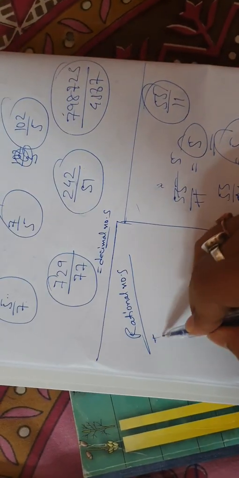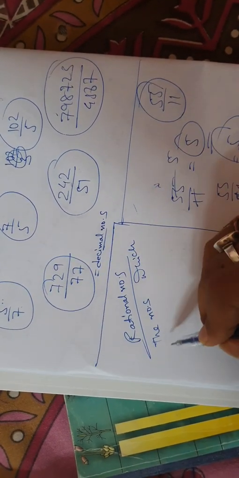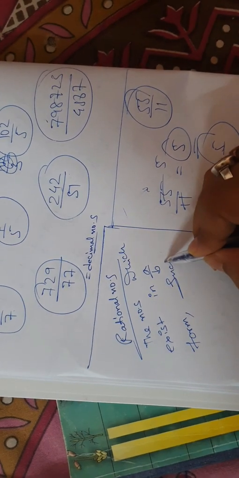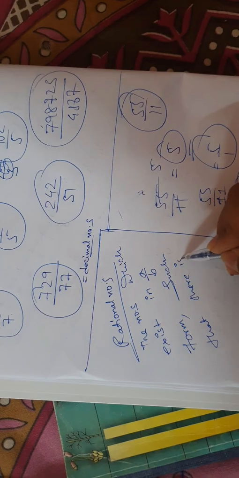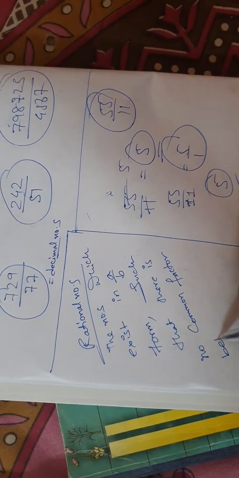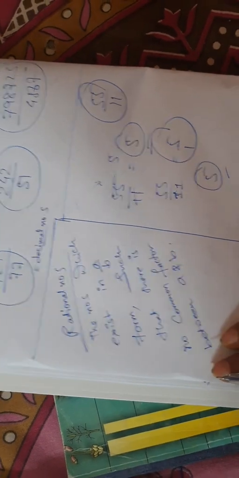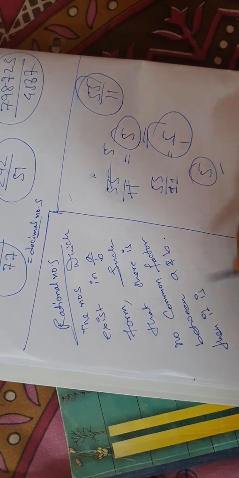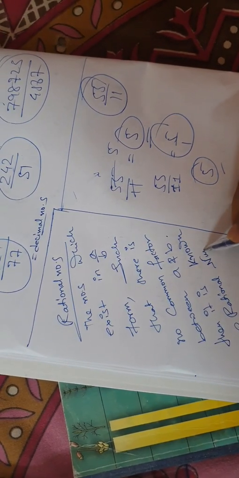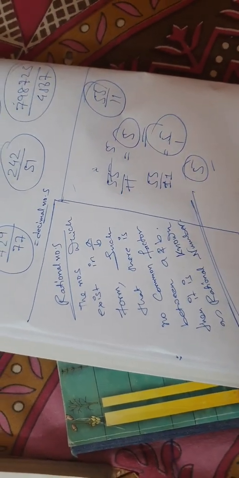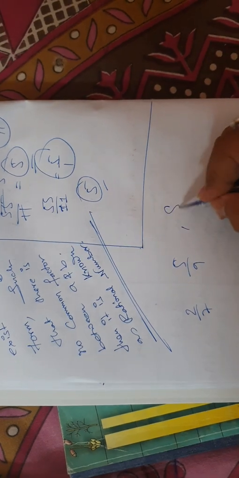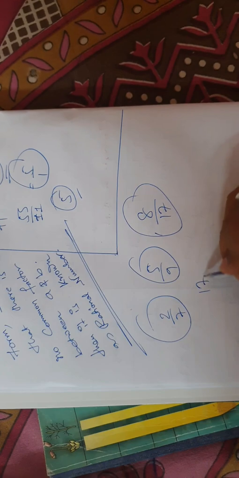So what is the definition of rational numbers? The numbers which exist in A by B form such that there is no common factor between A and B, then it is known as a rational number. Now what is the meaning of this? The numbers which exist in A by B form. So that means 2 by 7, 5 by 9, 8 by 17, this kind of numbers. Okay, or 17 by 5, this kind of numbers.